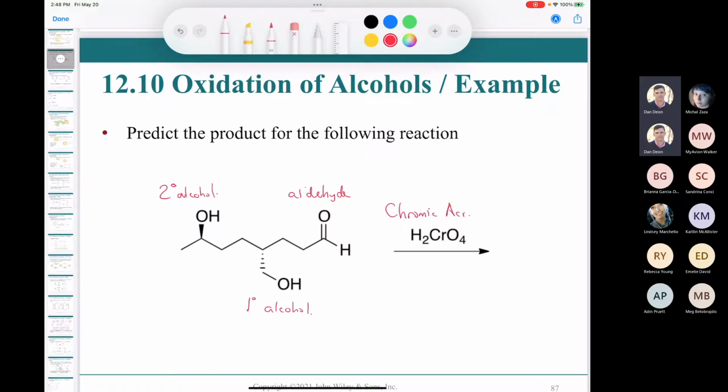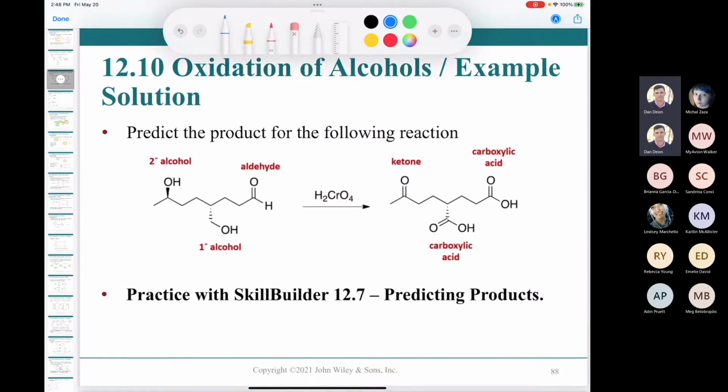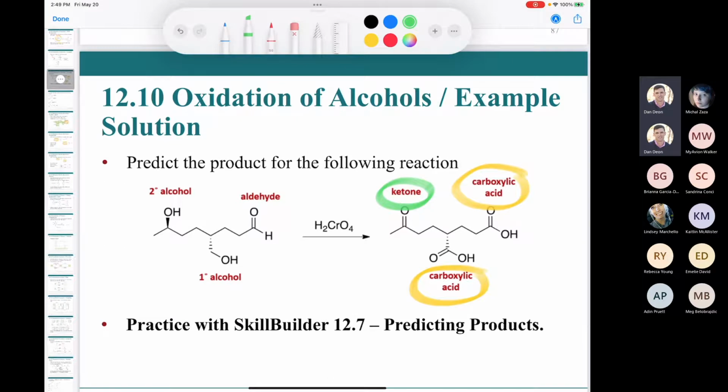Chromic acid. Well, we said that chromic acid would oxidize an aldehyde or a primary alcohol to a carboxylic acid. And we said that it's going to oxidize a secondary alcohol to a ketone. And that's exactly what would happen. You oxidize all 3 functional groups, and you end up producing 2 carboxylic acids and 1 ketone. Kind of a neat reaction, though, oxidizing 2 different functional groups, but 3 functional groups at once.